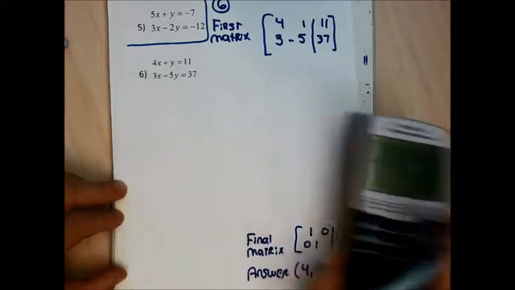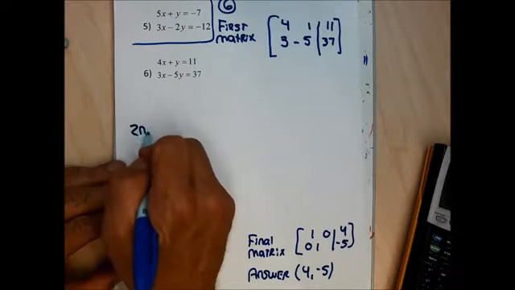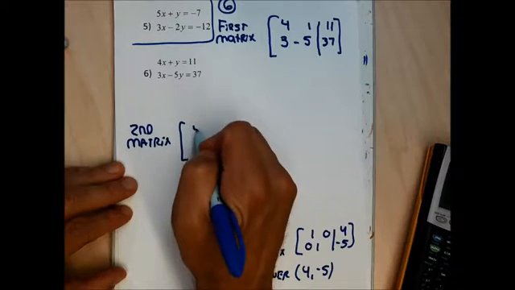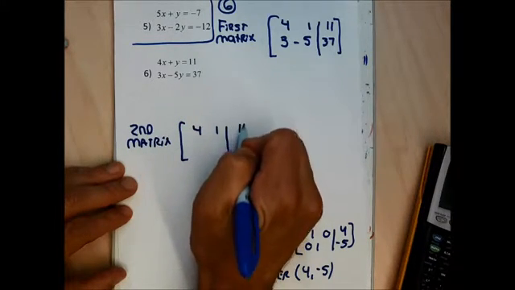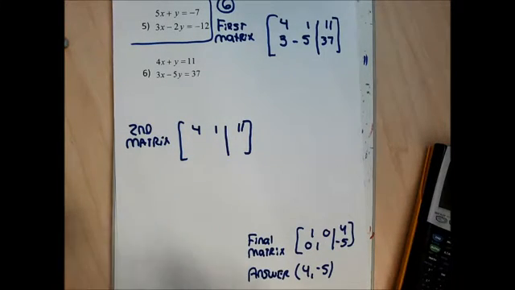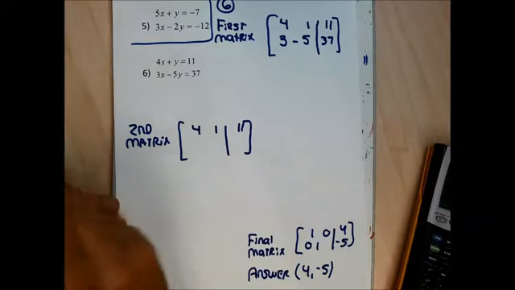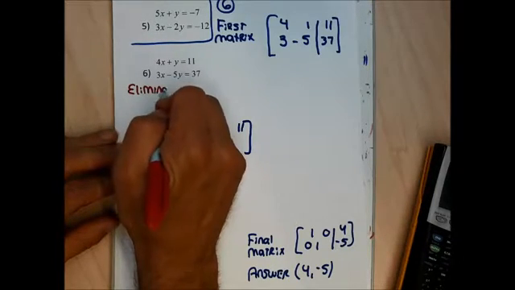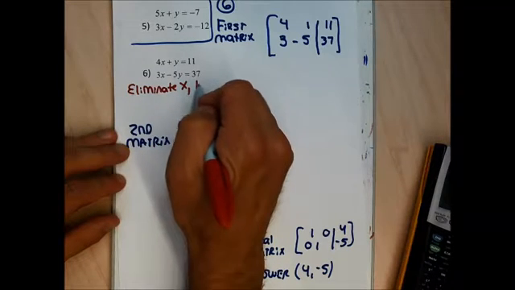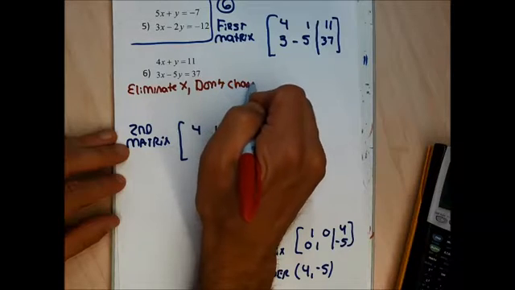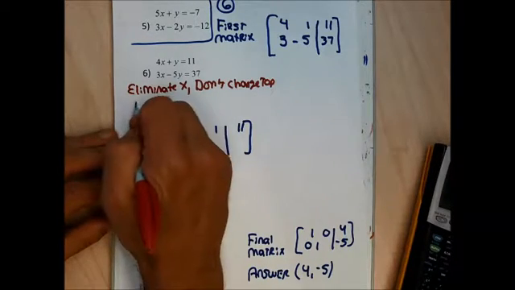So I just need to get that second matrix to show up. And on my second matrix, the top row is going to remain. So the 4, 1, 11 hangs out. And I already know what the bottom row is going to be. It's going to be 0, 1, negative 5 if I do it right. I guess I could fudge the whole way and get an answer. So first step, eliminate the x. Don't change the top row. Make new bottom row.